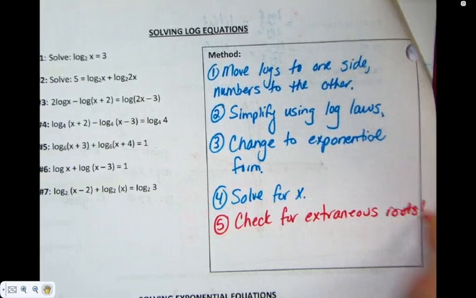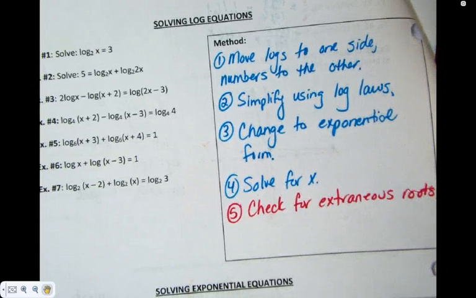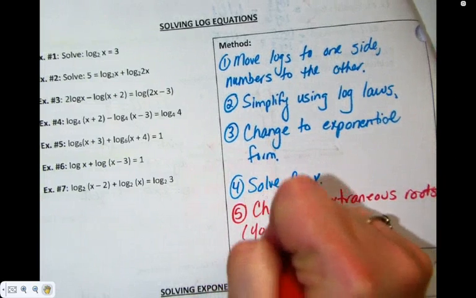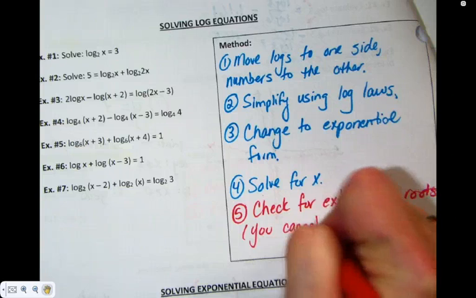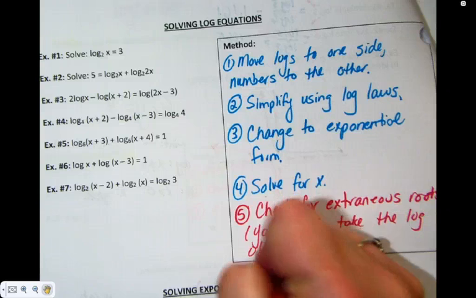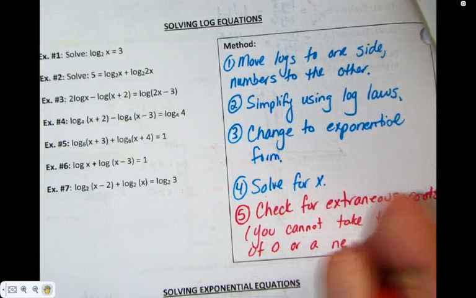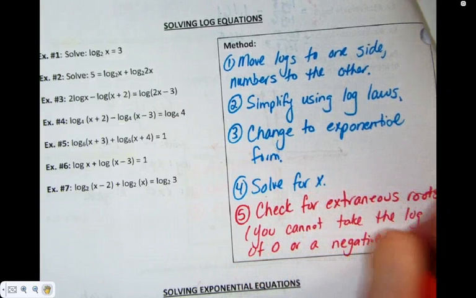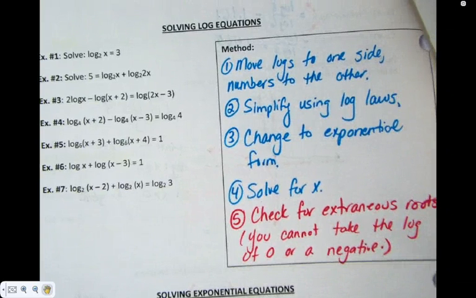Do you remember that term from last year? Extraneous roots. What's an extraneous root? Any negative number, because you can't take the log of a negative number, or zero. You cannot take the log of 0 or a negative. I'll show you when we get down to the examples how we check for that.